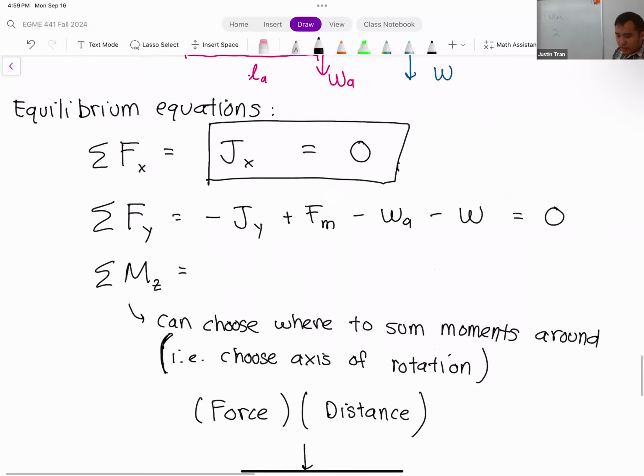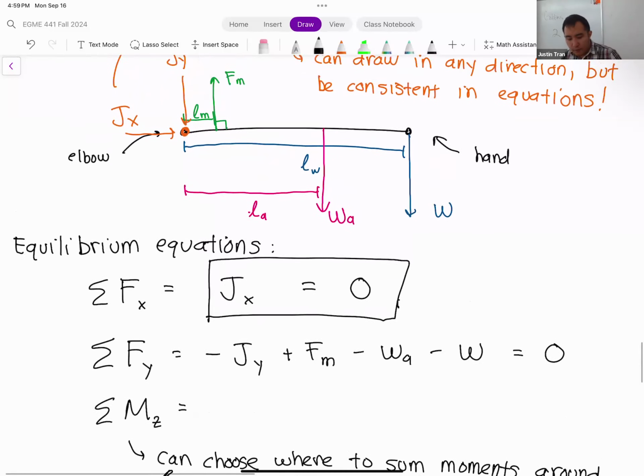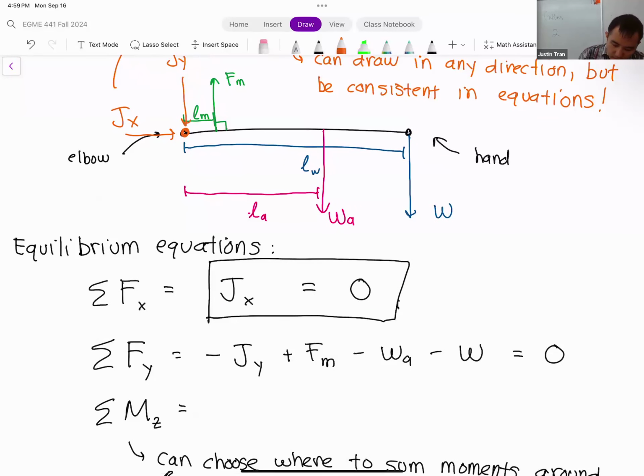Okay, so let's see what that looks like in practice. I'm going to come back up to our free body diagram, and I'm going to choose the elbow joint as the location where I'm going to sum the moments. So we're going to sum the moments around that point right there. If we do that, we know that JX and JY are not going to contribute to the moment around that joint. And so we have three contributions to the moment equation: the contribution from the muscle force, and the two contributions from the two weights.